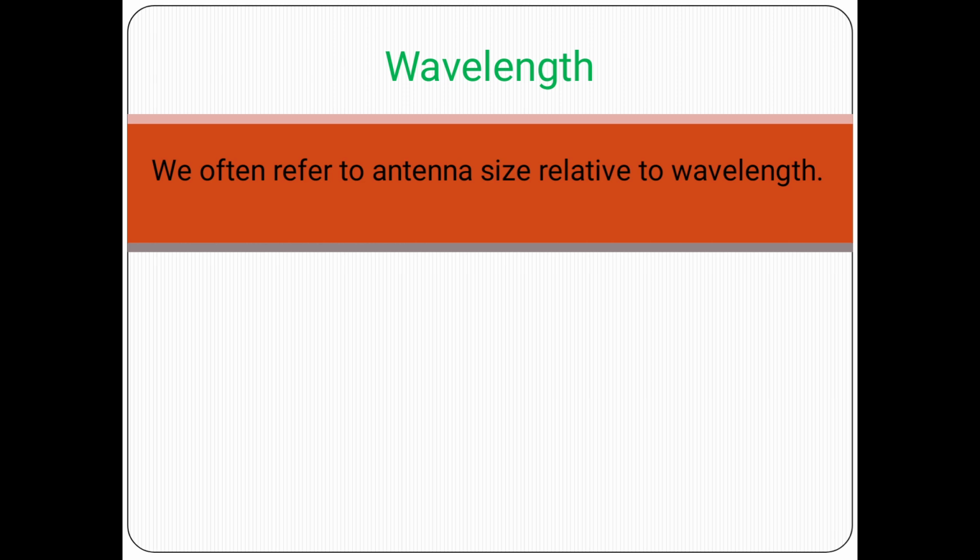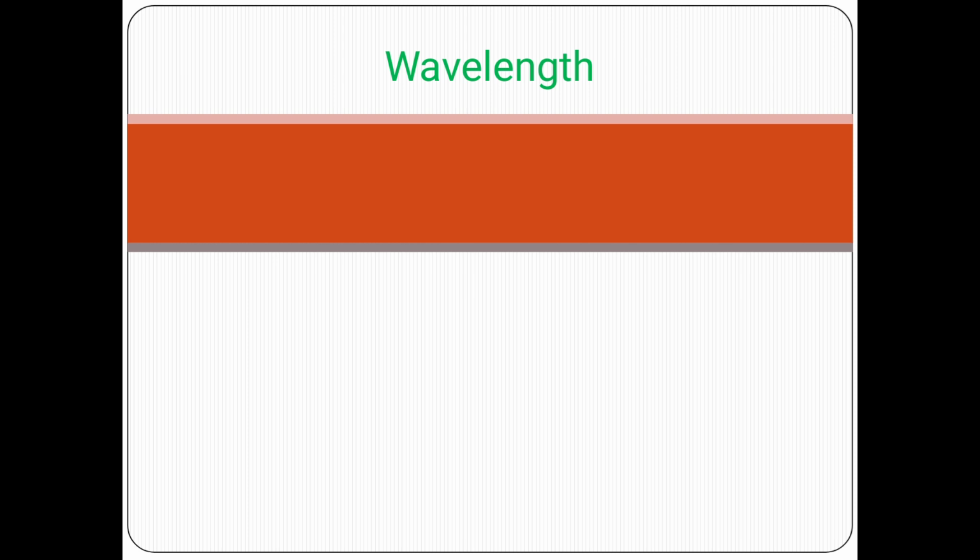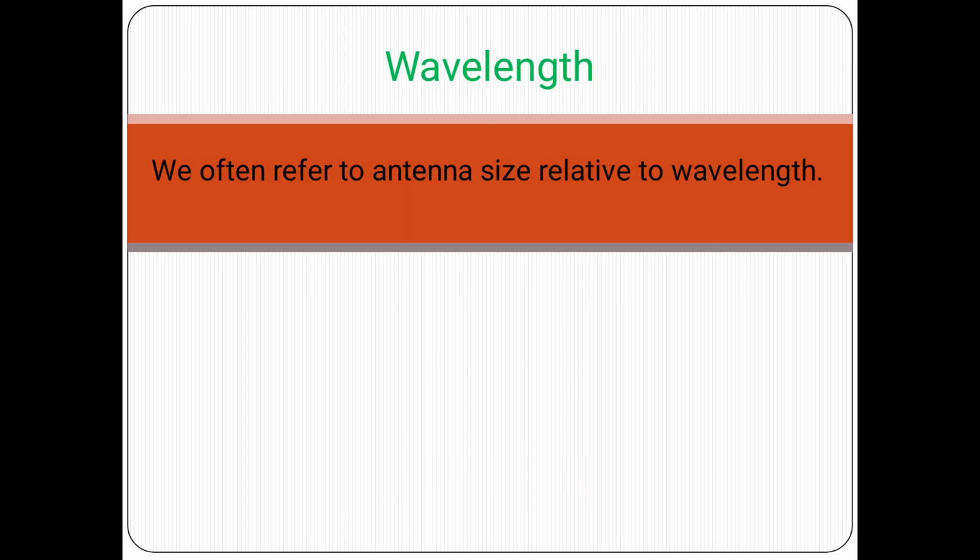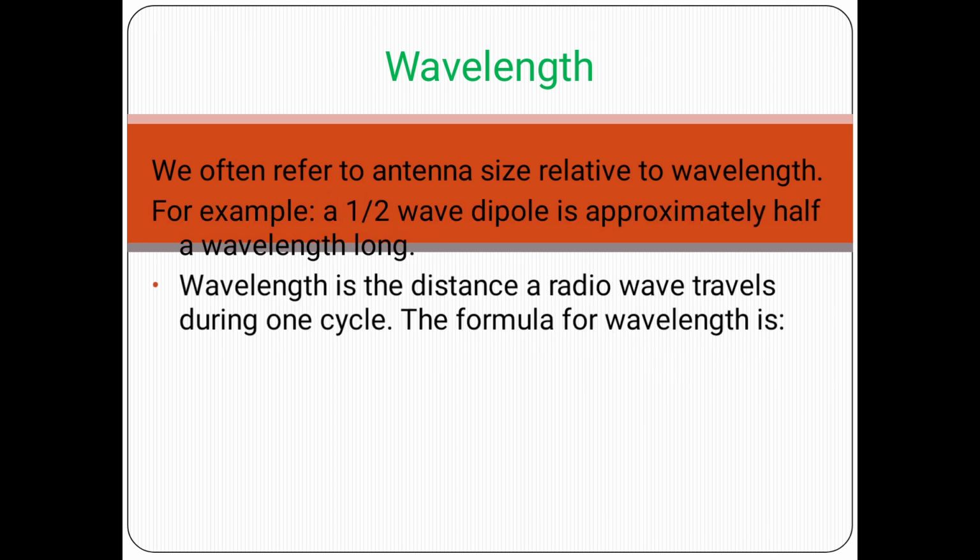Antenna size is often related to the wavelength. Depending upon the size of the wavelength, antennas are divided into monopole antenna, half wave dipole antenna and dipole antenna. So the wavelengths are very important. For example, a 1 by 2 half wave dipole is approximately half a wavelength long.